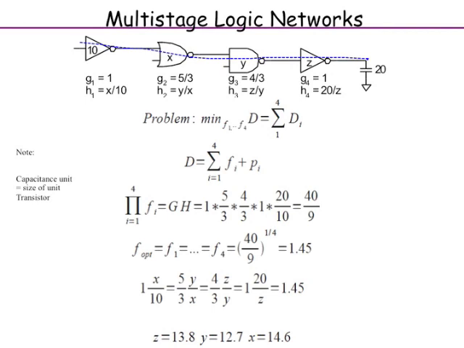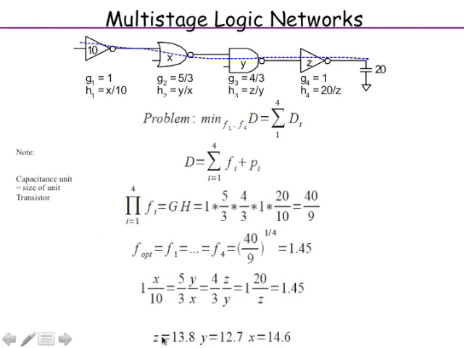Everyone should have equal fan out, equal stage effort, rather. That is the correct technical term: stage effort. Everyone should have equal stage effort. Stage effort is logical effort times electrical effort. Everyone should have equal stage effort to get minimum delay, according to this linear delay model.